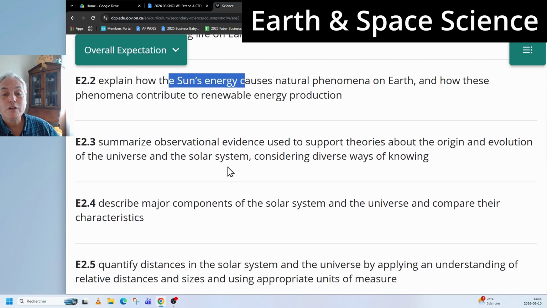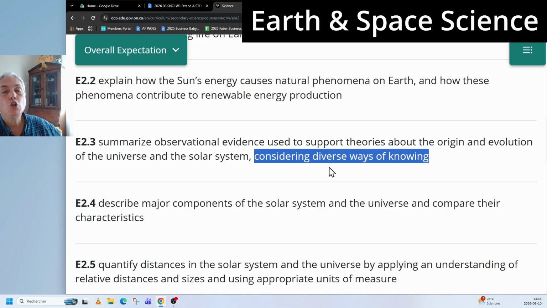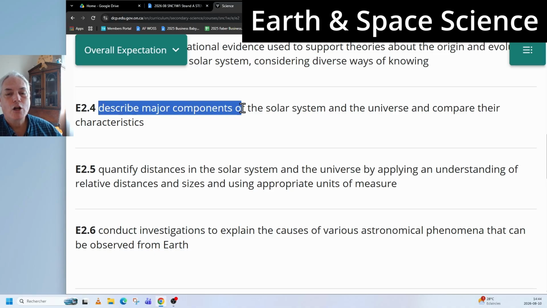Summarize observational evidence to support theories about the origin and evolution of the universe and the solar system, considering diverse ways of knowing. Now, this one here is interesting because in the past we've had a variety of telescopes. Then we got into the Hubble telescope, and now we have the James Webb Space Telescope, and we have more and more understanding and data of the visible universe. That means that we can look at the information we've got, the theories we have, and sometimes even rethink what we can do.